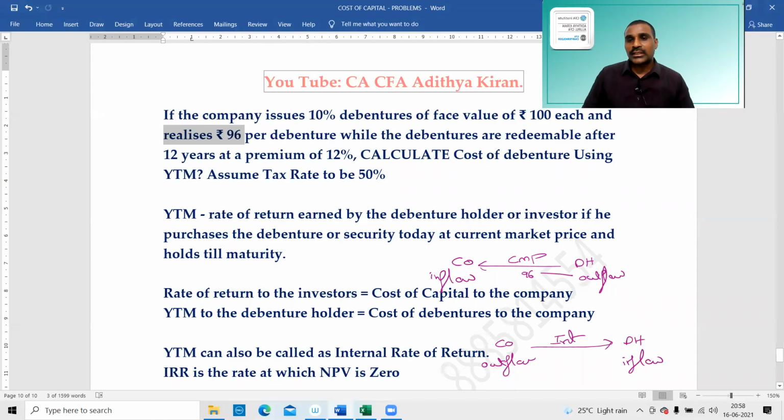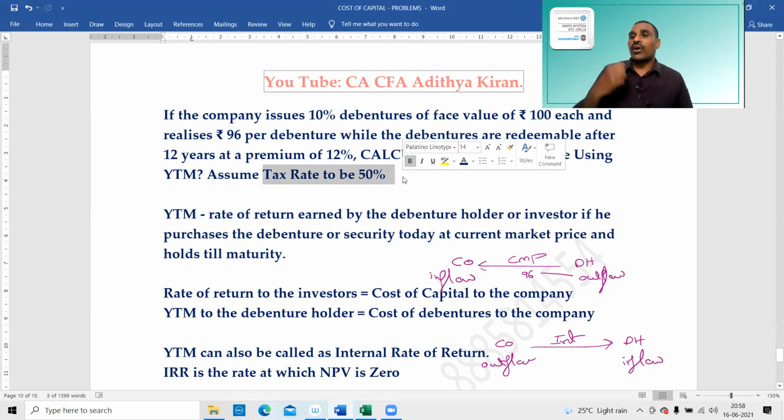How much is the interest? 100 rupees face value into 10% interest. On that interest, tax rate is 50%. Therefore, even though the investor has received 10 rupees interest from the company, he has to pay tax at the rate of 50%. Therefore, the net amount he will receive is only 5 rupees.